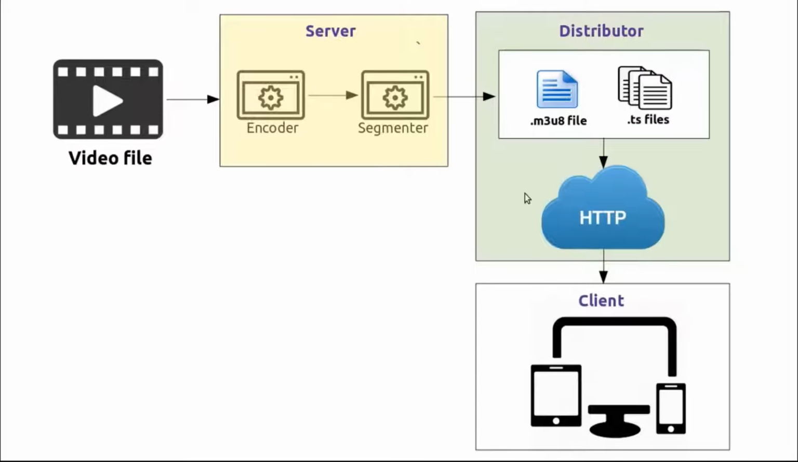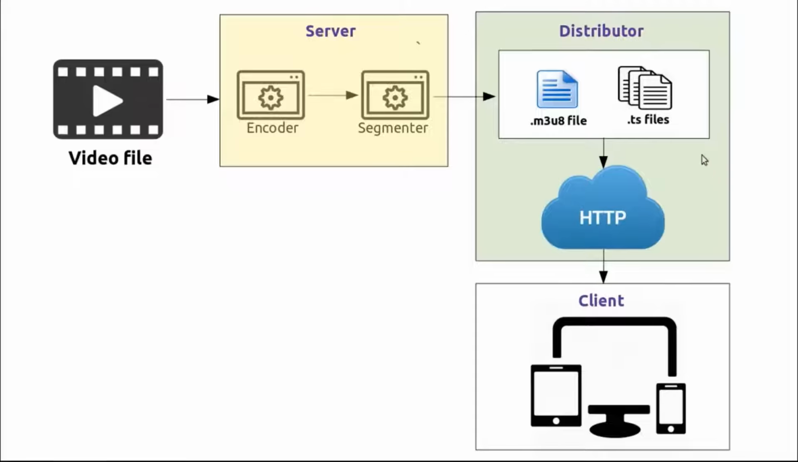Now once that is done, you need a distributor server. So basically, whenever a video file is uploaded, you just use this particular encoder and segmenter to create a set of M3U8 and TS files. And now whenever a client asks for this particular video file, you will just return these TS files and the M3U8 file to the client through the distributor. So now the MP4 file will remain with you and the TS files will be sent to the client.